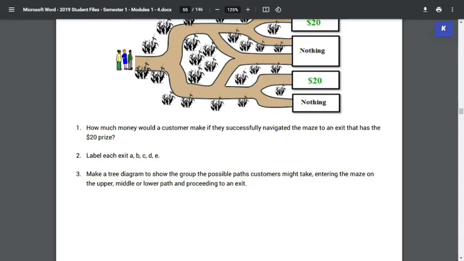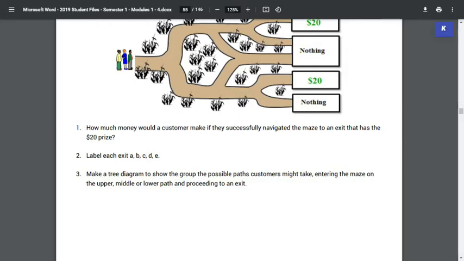So what they're doing is charging customers $10 to walk through this maze. And the only two options that they have is that if they choose correctly, they'll win $20. But if they don't choose correctly, they're going to walk away with nothing. So with that in mind, number one asks what money could a customer make if they successfully navigate the maze.